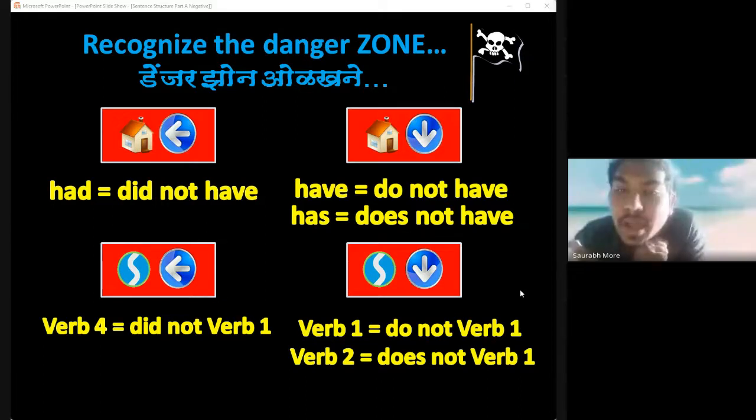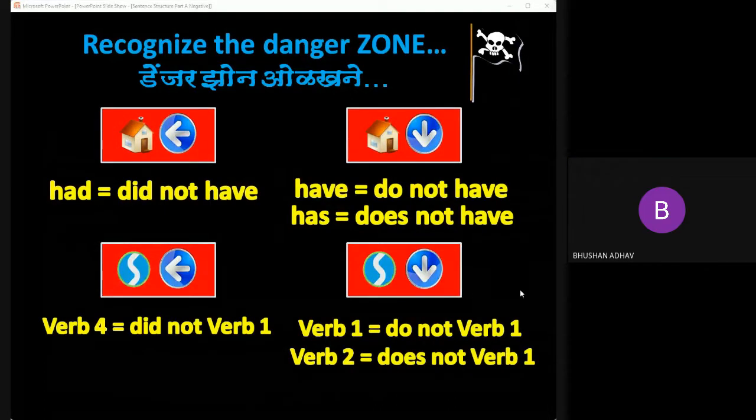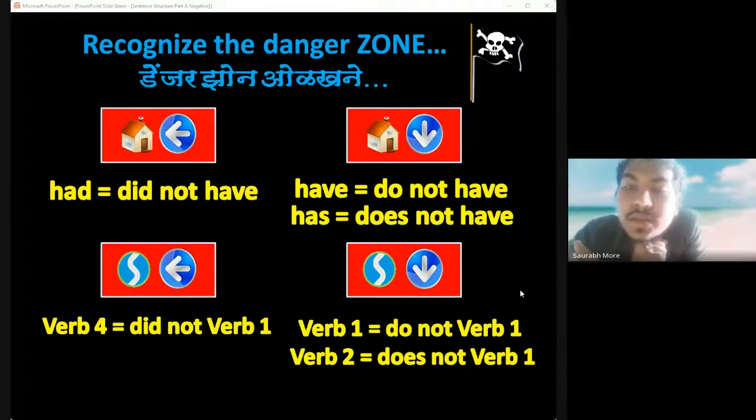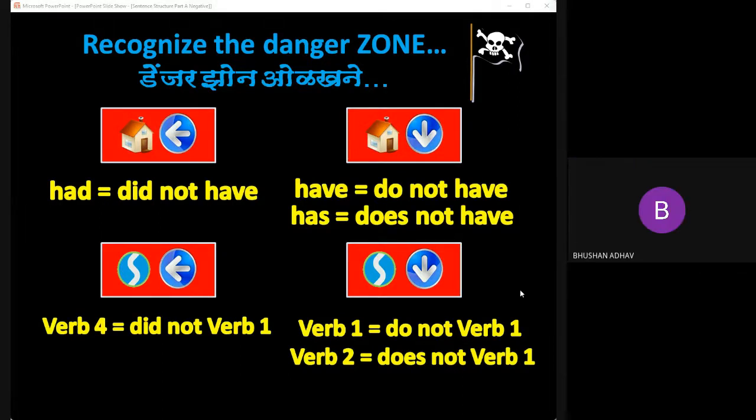You do not have 965 books in biography. So you have to change "have" into "do not have." Forget about what is there after "have" and what is there before "have." Just focus on "have" and change it into "do not have." That's it.